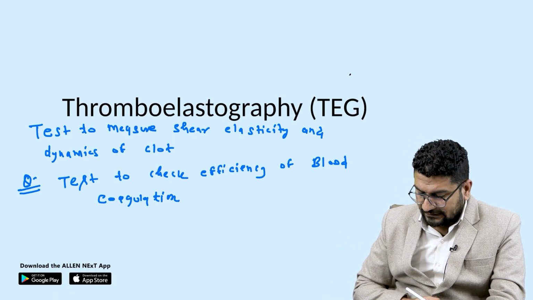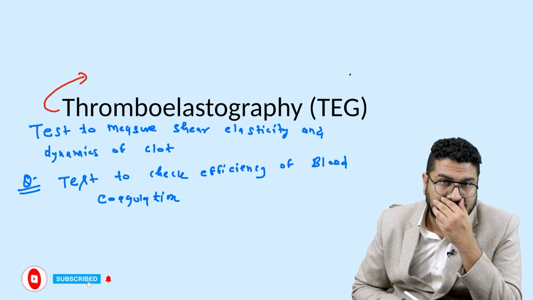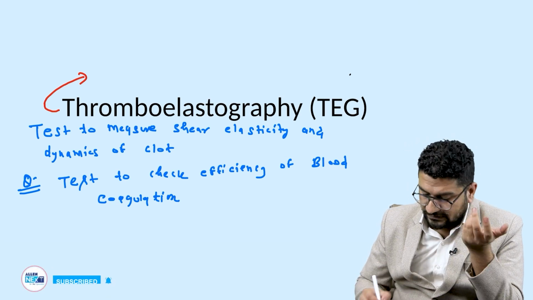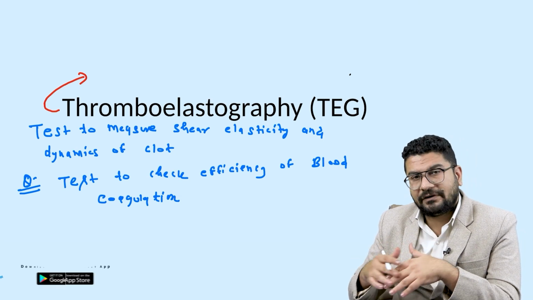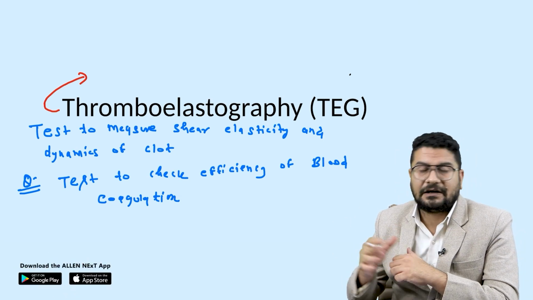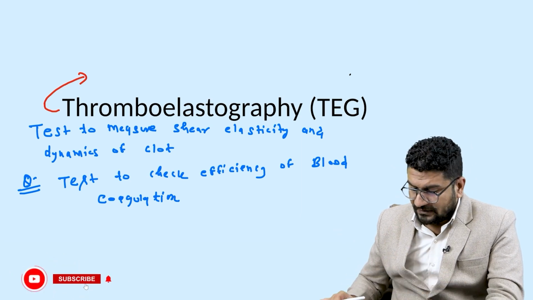So just try to understand this. This is used in various departments, wherever we have a hypercoagulable or hypocoagulable state. In medicine, surgery, anesthesia, gynecology, in the labor room, everywhere it has a role. Even in cardiothoracic vascular surgery, the thromboelastogram is significant.